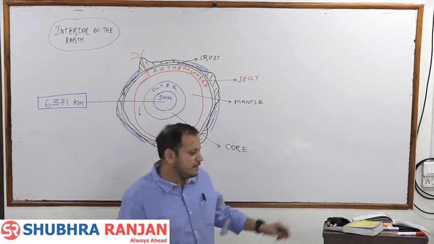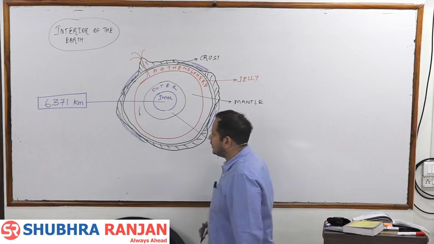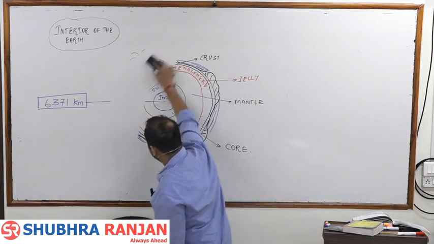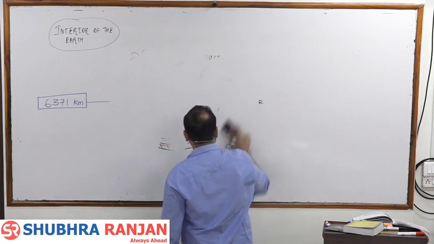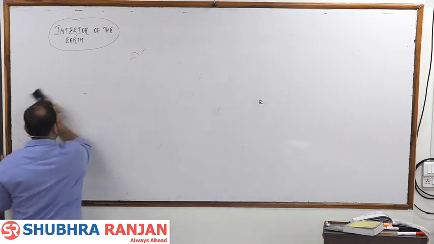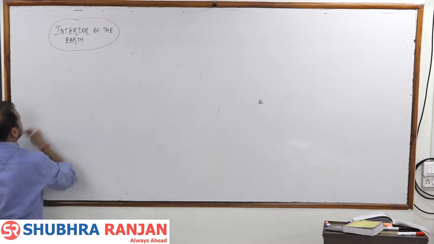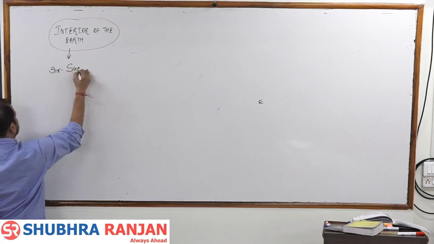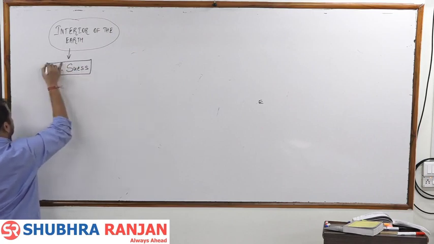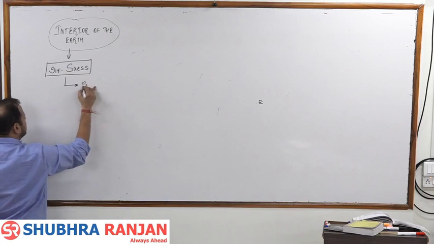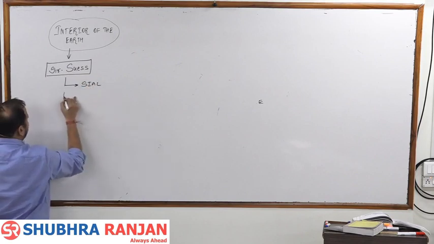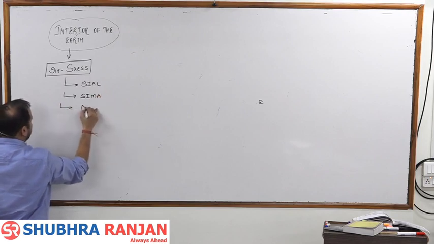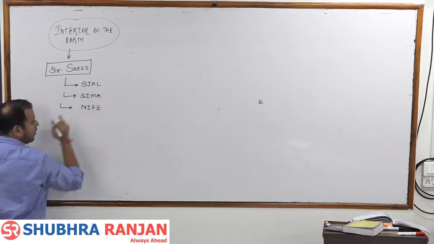But how do we understand this? Is the structure of the interior of the earth. We will understand the structure of the interior of the earth through two concepts. One concept is of Sir Edward Suess. He divided the earth into three basic layers: Sial, Sima, and Nife layer.